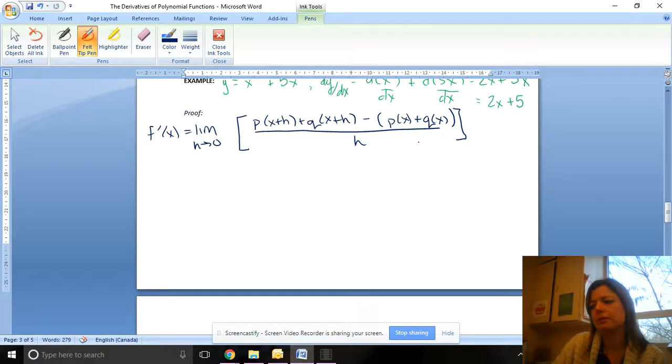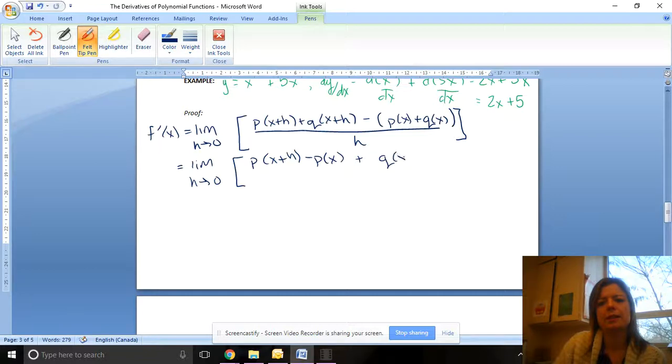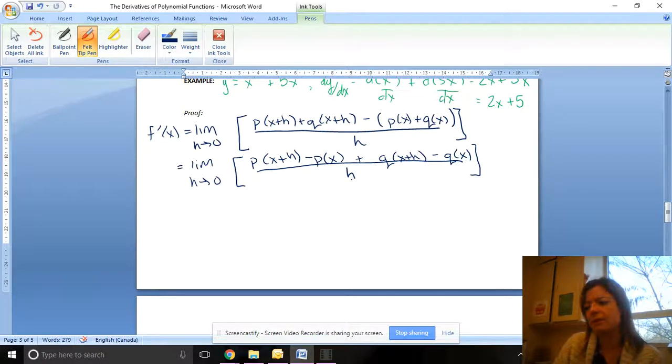Okay, so now what are we going to do with this? We're going to do some moving around, okay? So I'm going to take the limit as h approaches 0. Now I have p at x plus h minus p at x plus q at x plus h minus q at x. So I just distributed that negative. And this is all just addition, so I know it's commutative, which means I can just move it around.